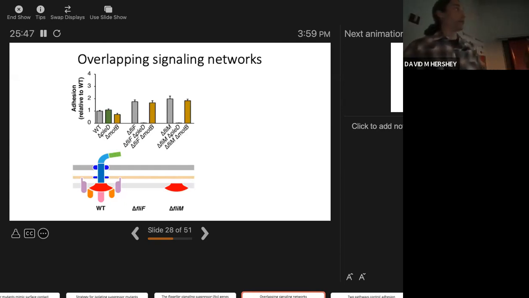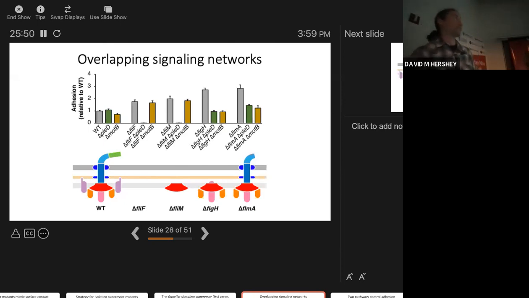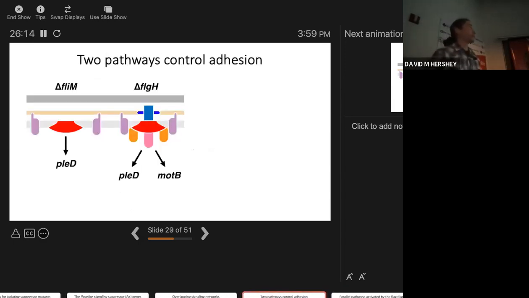But we see a very different pattern when we start disrupting the later stages of flagellar assembly. So this time, again, when we look at these single mutants, the cells are hyperadhesive. But now if we delete PLED or MOTB, we get a suppression of this hyperholdfast phenotype, right? So the effect of these two genes depends on where you're disrupting flagellar assembly. And these two different suppression patterns are telling us that there's two pathways here. When we disrupt the early stages of flagellar assembly, we activate holdfast production through a pathway that requires PLED. When we disrupt the later stages, we activate through PLED and a second pathway that requires MOTB.